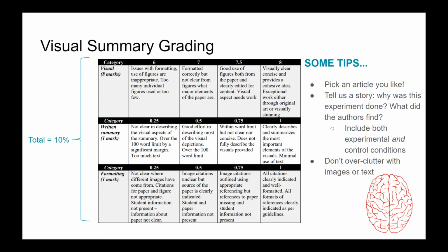Remember also, the article you're selecting for the visual summary is the same article you're going to be reviewing for your final paper. So make sure when you choose your article, it's a primary research article, and it has sufficient content for you to critically analyze as part of your final review paper.